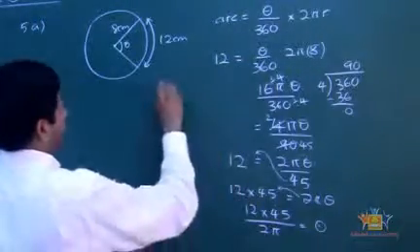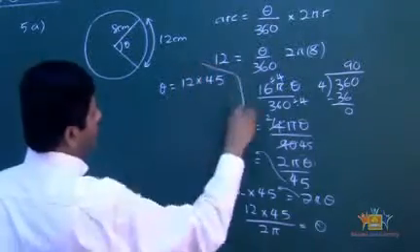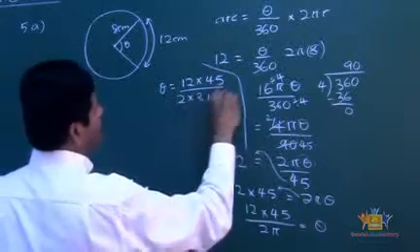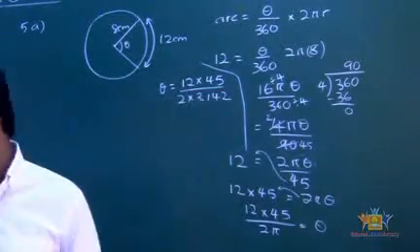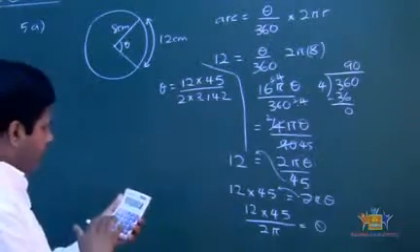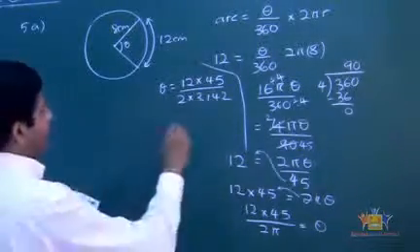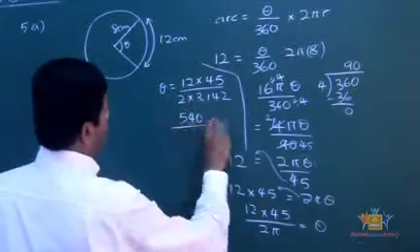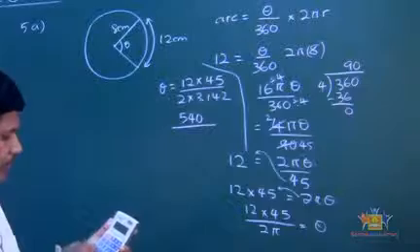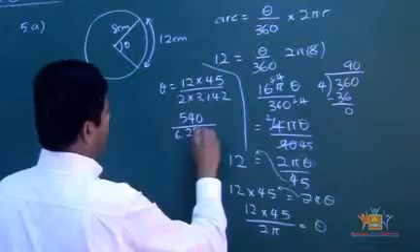Okay. Let's rewrite that. So theta equals 12 times 45 over 2 times 3.142. Let's take the calculator. We're going to solve the top one first. 12 times 45 gave me 540 over 2 times 3.142. 2 times 3.142 gives me 6.284.